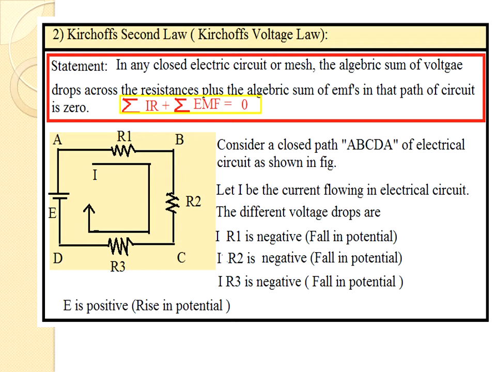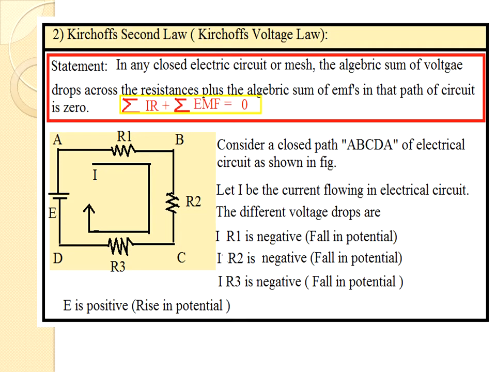In which type of circuit again? In any closed electric circuit. You develop the sigma IR plus sigma EMF equal to 0. Sigma means algebraic sum. Algebraic sum of voltage drops plus algebraic sum of EMFs in that path of the circuit is 0. So practice, sir. It will give 2 marks. In the explanation part, you have to draw the diagram A, B, C, D, A. A, B, C, D, A be one of the closed paths of the circuit or closed loop.